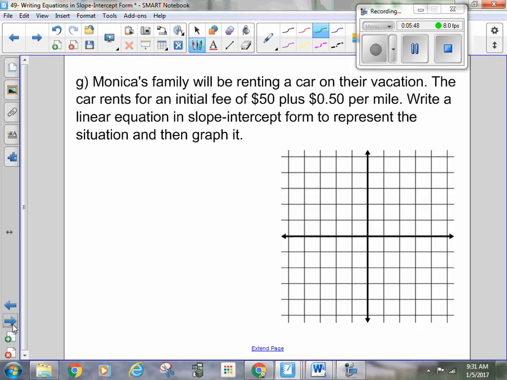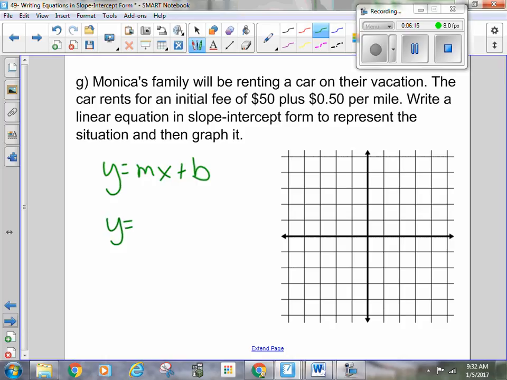All right, G, last one. Monica's family will be renting a car on their vacation. The car rents for an initial fee of $50 plus 50 cents per mile. Write a linear equation in slope-intercept form to represent the situation and graph it. So in slope-intercept form, we have slope and we have our y-intercept. Slope is something that's going to change. It's something per something. That's where we put our rate of change. Our y-intercept is that flat fee.